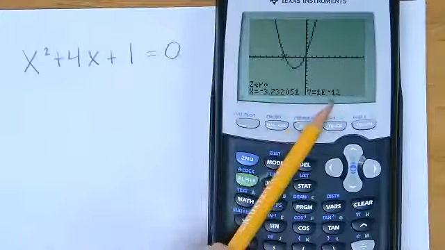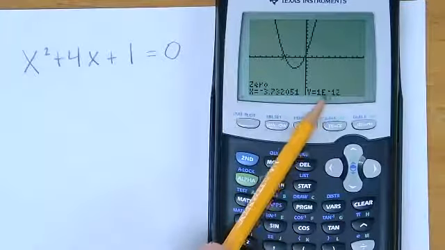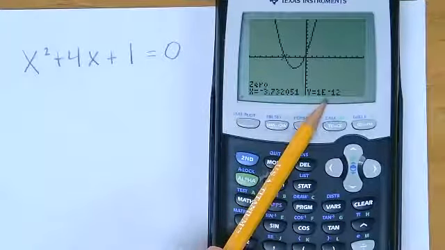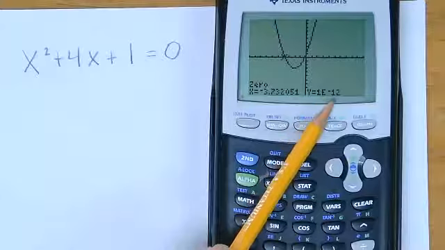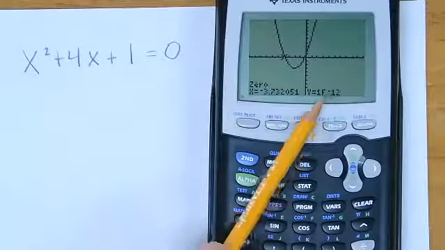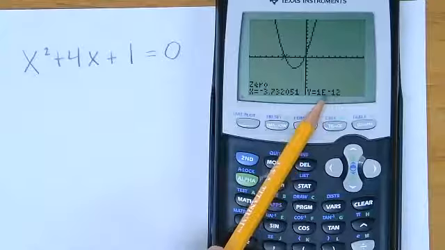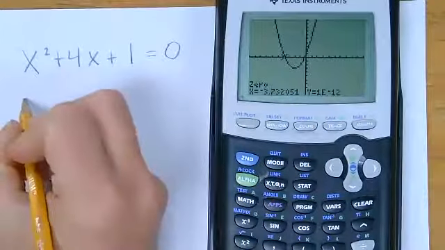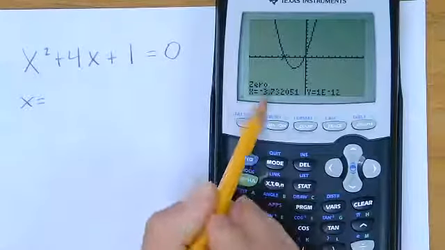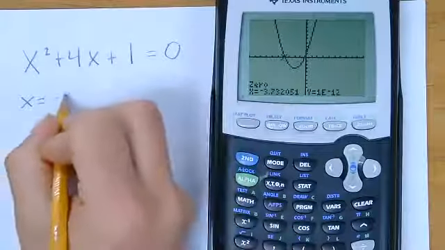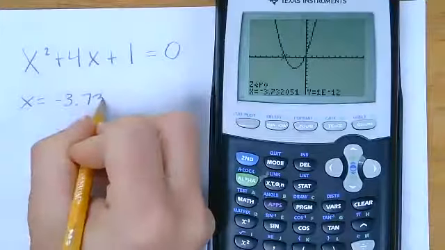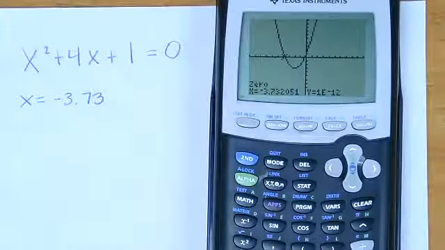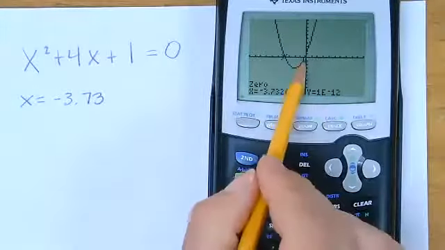Now you might get confused by this, but this is a really fancy way of saying 0.00000000001, bringing back the decimal 12 times. Or you can think of this as just being 0. That's scientific notation. So my first answer is x equals whatever this number is right here, in this case, negative 3.73. Okay, but we also have another solution right over here.